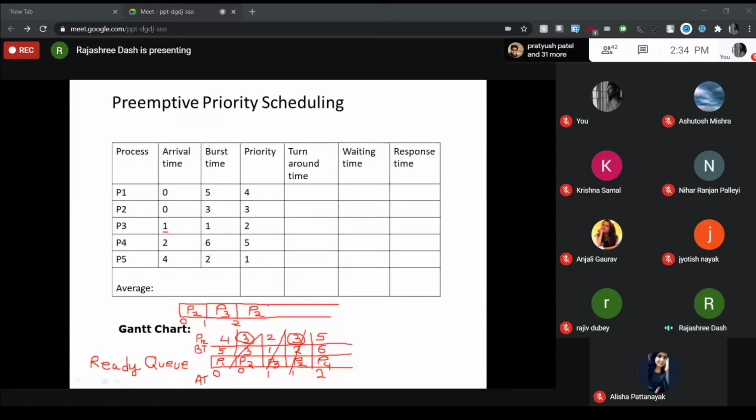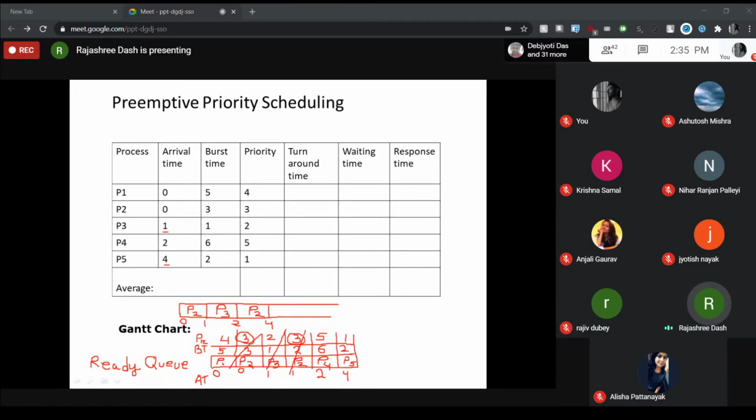Now the next process enters the ready queue at time 4. So at time 4, the process P5 enters the ready queue, whose burst time is 2 and the priority number is 1. Clear? So now just check. By time 4, P2 has already completed its execution, because for P2 the remaining burst time was 2, so 2 plus 2, 4. So when P5 enters the ready queue, at that time P2 has already completed its execution.